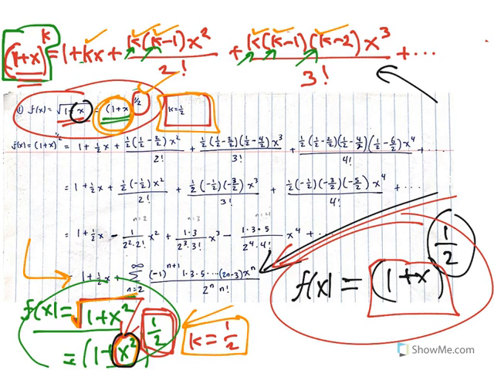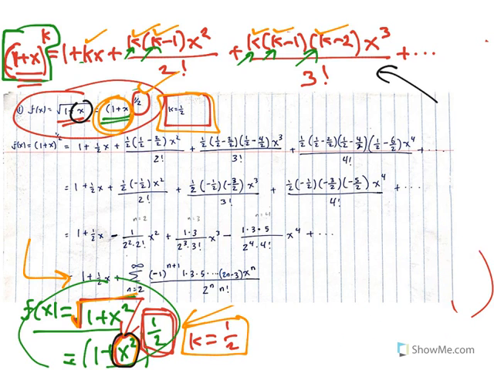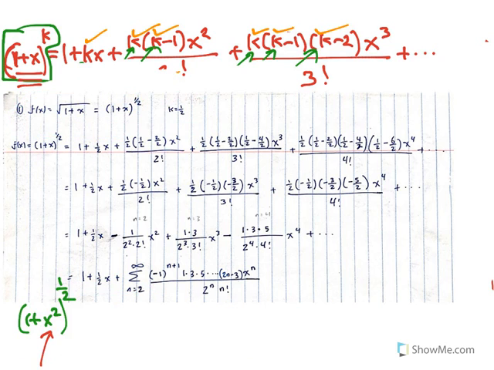We're just going to take the power series for 1 plus x to the 1/2 and simply replace every single x in that power series with x squared to get the power series for the function f of x equal to 1 plus x squared to the 1/2.